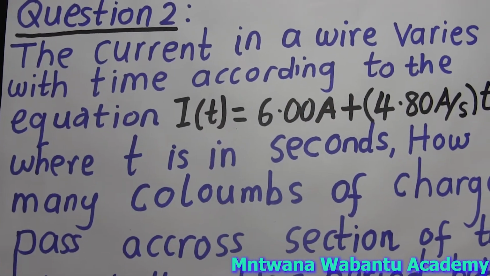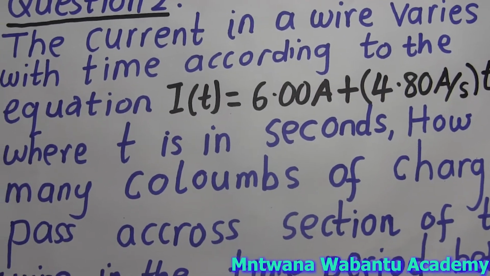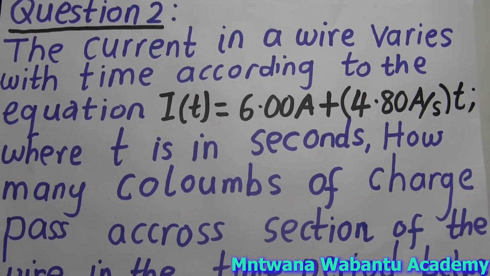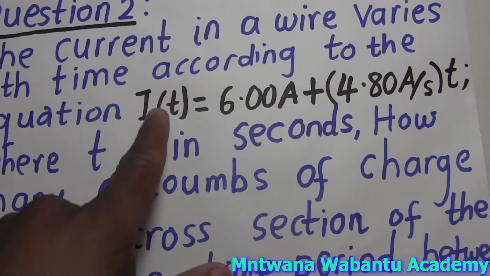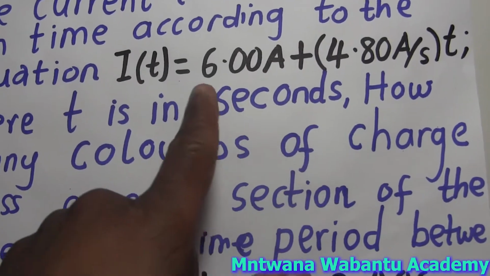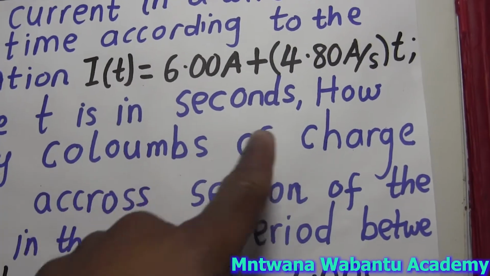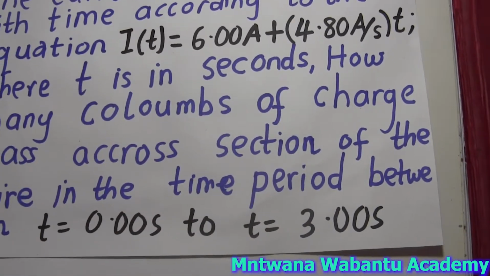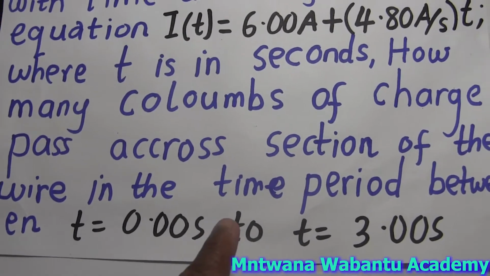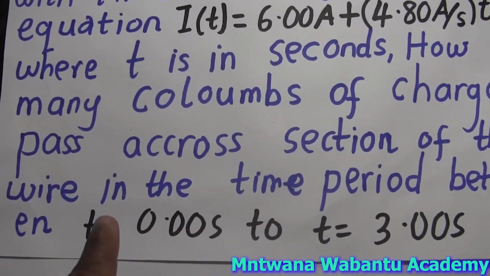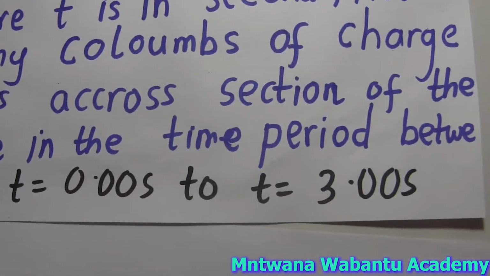So we have a question here of the current. The current in the wire varies with time. So this current may increase, or the flow of the current may increase or decrease, etc. Then they give you the function I(t) equal to something, where t is time in seconds. How many coulombs? Coulomb is the unit of quantity of charge. So we want to know how much will pass across a section of the wire in a time period between 1, 2, 3.